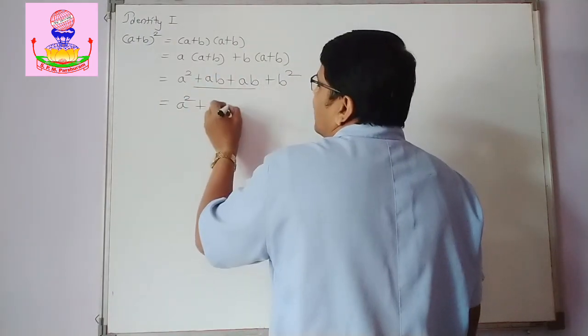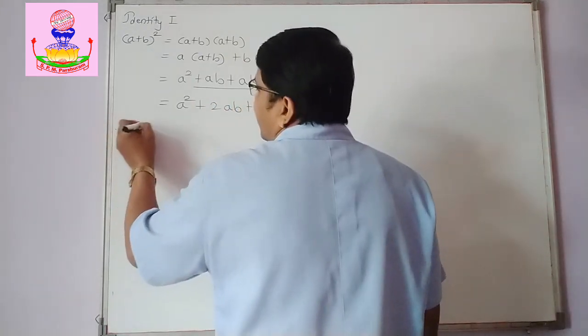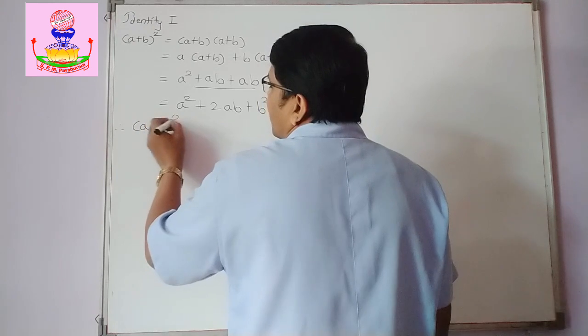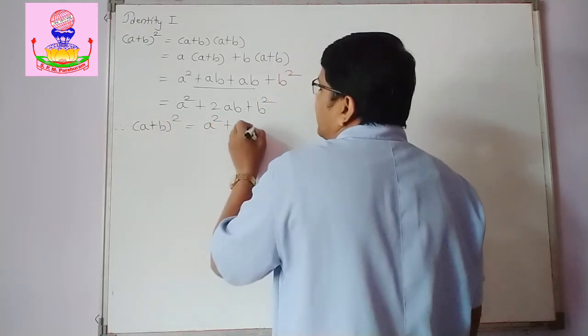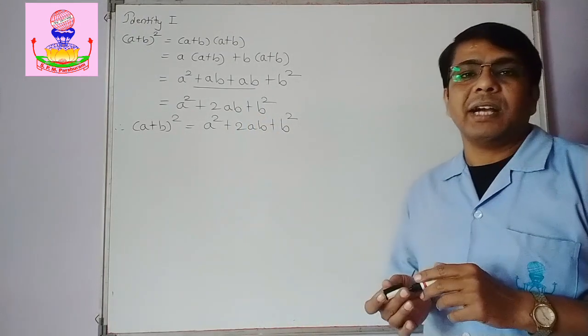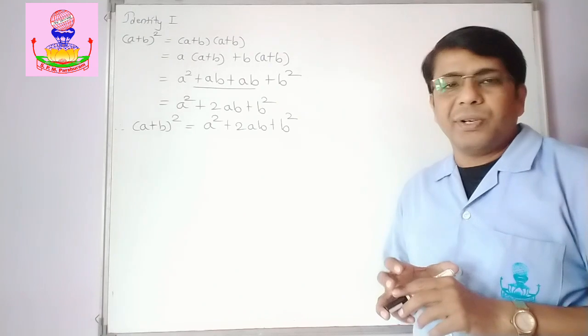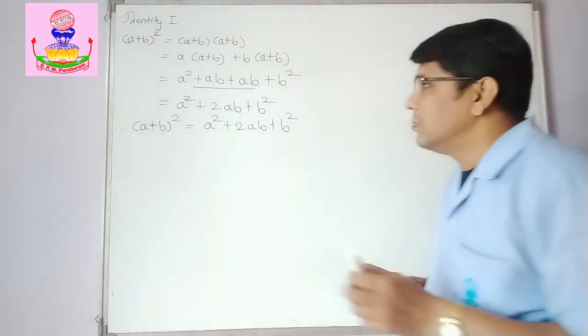Now, what do you get? a square plus ab, 1 plus 1, 2, so 2ab plus b square. So my first identity: (a plus b) whole square equals a square plus 2ab plus b square. This is called identity number 1.